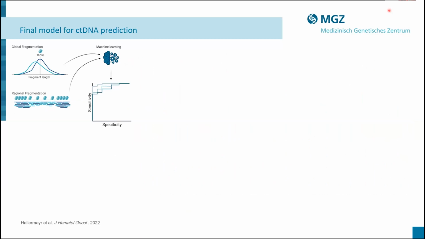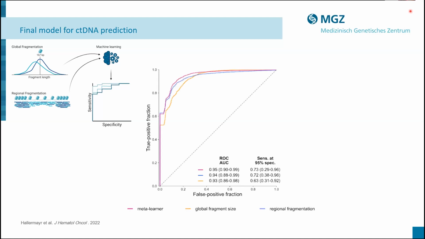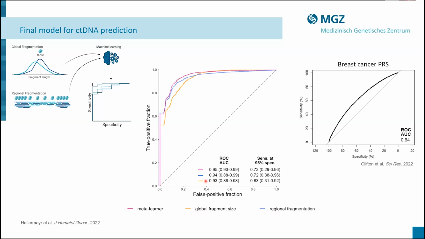And then for further analysis, or for assessing whether machine learning approaches could even help to improve the sensitivity for ctDNA detection, we used the data obtained for global and regional fragmentation to train a machine learning algorithm. And also here we obtained really promising results. So we trained a machine learning classifier based on the global fragment size distribution, one on the regional fragmentation, and a meta learner combining the results obtained for both machine learning classifiers. And we've obtained areas under the curve from 93 to 95%, which is really impressive. Just as a comparison, when looking at the area under the curve for breast cancer polygenic risk scores, we have achieved an area under the curve of 64%.